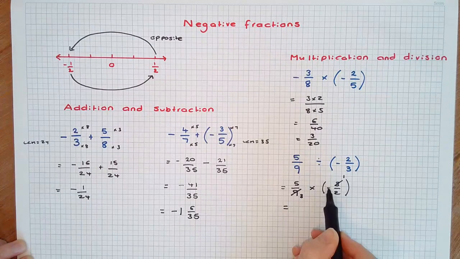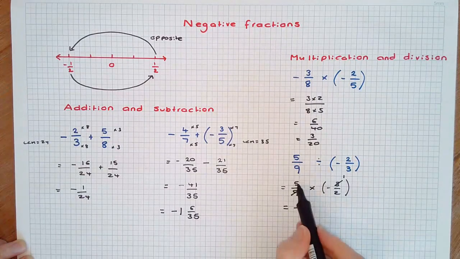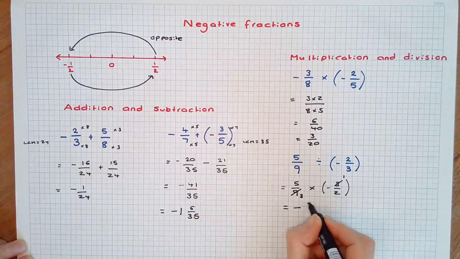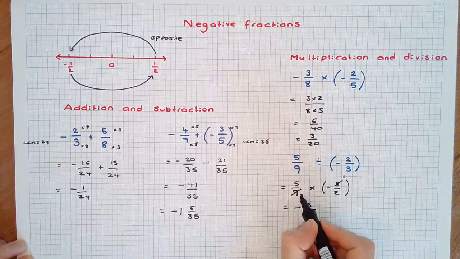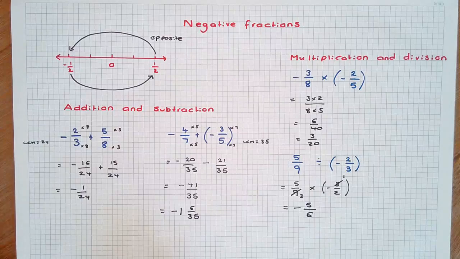We have a positive times a negative fraction, so the answer is going to be negative. Multiplying the numerators, 5 times 1 is 5. Multiplying the denominators, 3 times 2 is 6. And our final answer is negative 5/6.